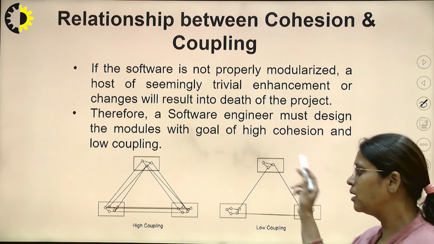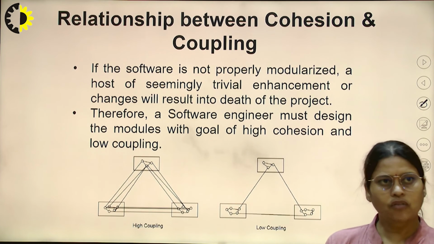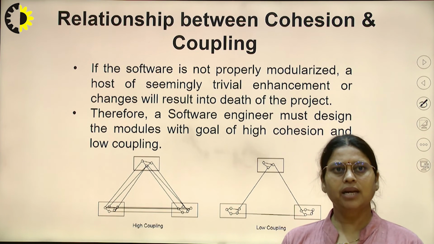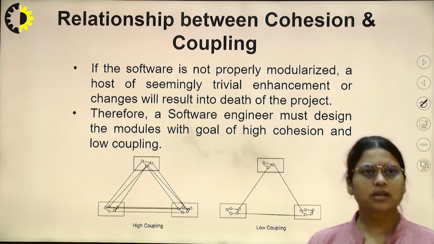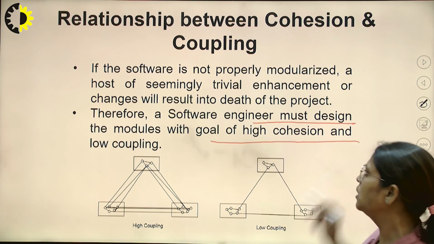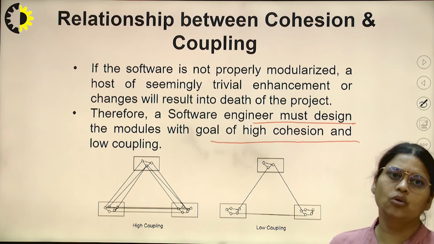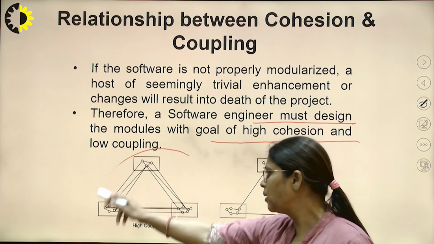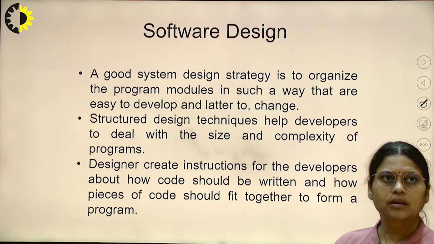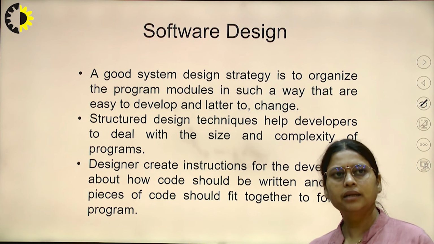And this is the relationship between cohesion and coupling. If software is not properly modularized, a host of seemingly trivial enhancements or changes will result in trouble for the project. Therefore, a software engineer must design the modules with the goal of high cohesion and low coupling. So, this is a high coupling and this is a low coupling example. As we have seen, this is how we can maintain the dependency at the time of designing.